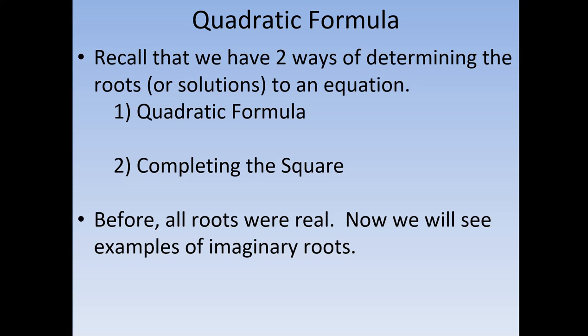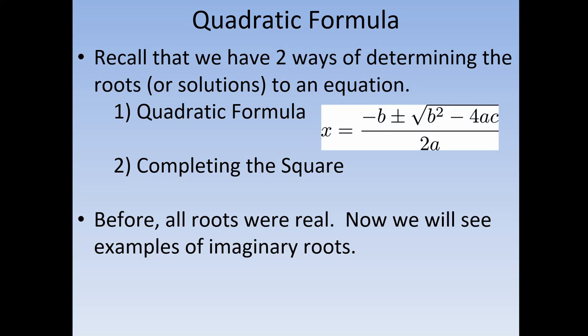negative. Recall that the quadratic formula was this: x equals negative b plus or minus the square root of b squared minus 4ac, all over 2a. As a quick breakdown, the main idea is that when you use the quadratic formula, you always set it up into the form ax squared plus bx plus c equals 0.